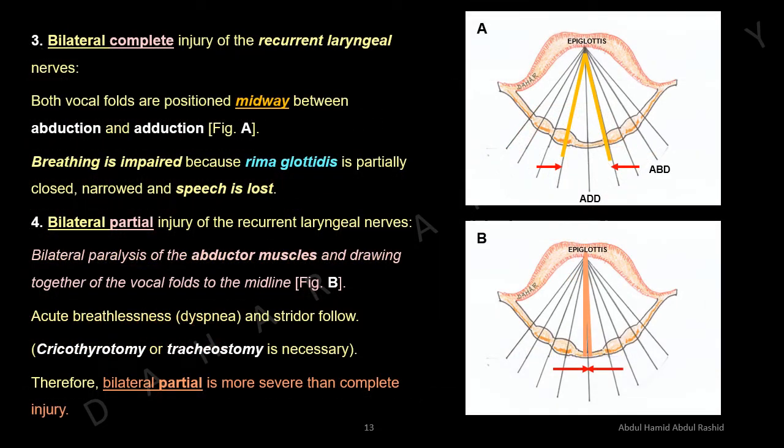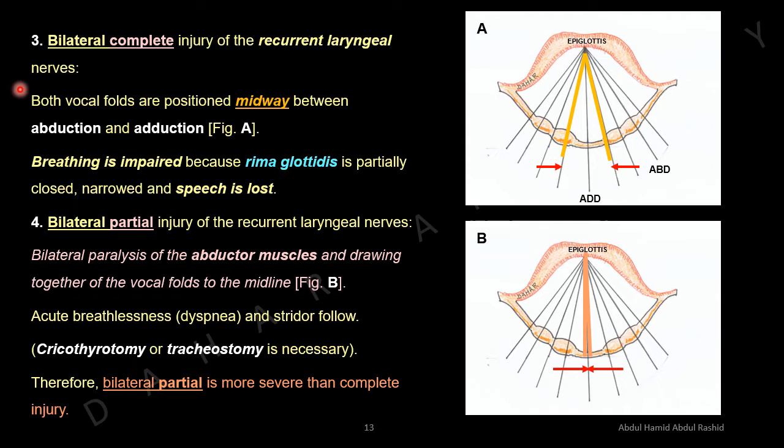Number 3 is bilateral complete injury of the recurrent laryngeal nerves. That means both recurrent laryngeal nerves are completely injured. What will happen is, all the intrinsic muscles of the larynx supplied by the laryngeal nerves will be paralyzed, but the cricothyroid muscle, which is supplied by the external laryngeal nerve, will escape.